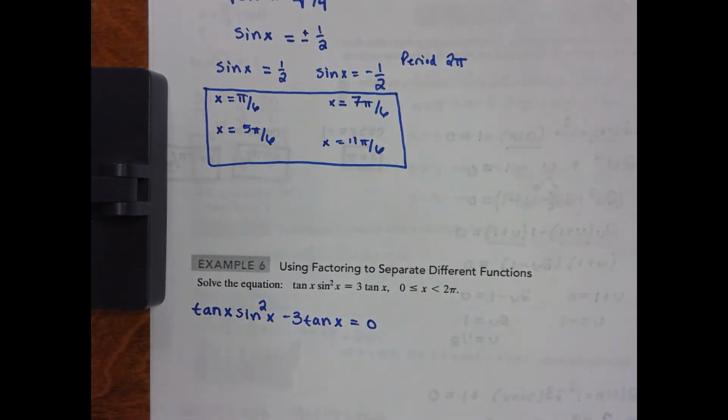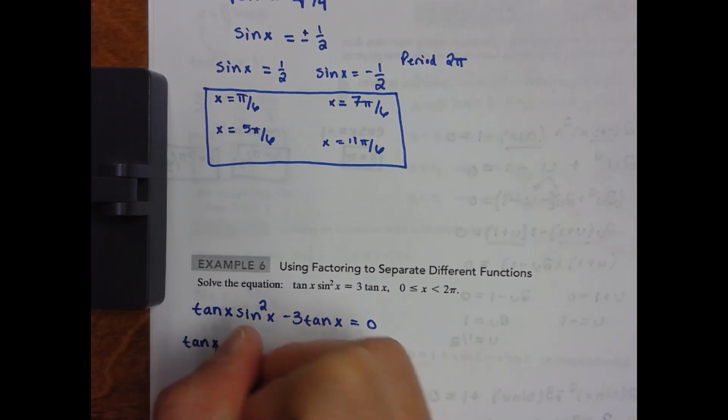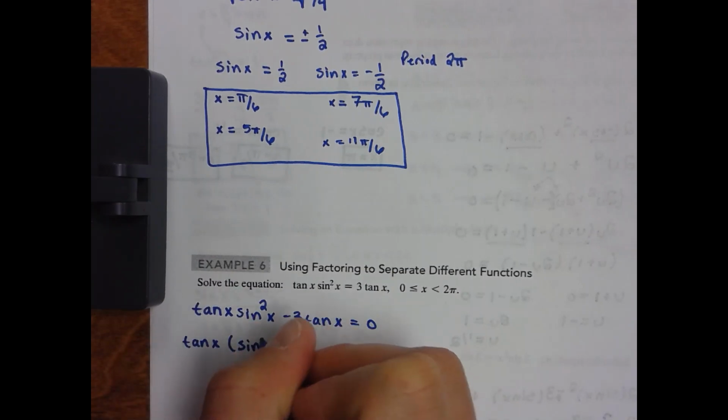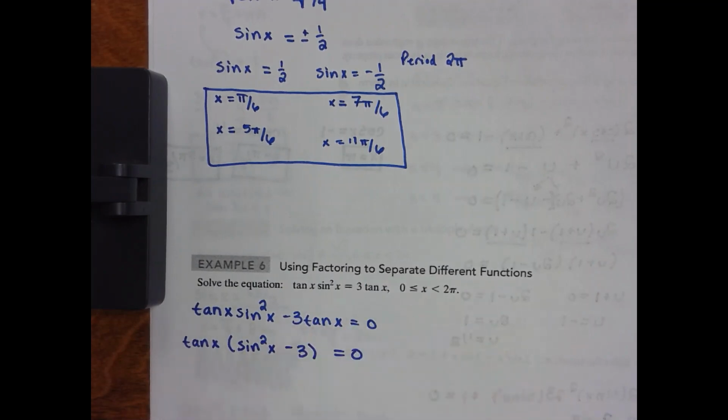So even right now, there's nothing to me that's super obvious. The only thing that I'm noticing is that both of these terms on the left-hand side have a tangent of x, and thus I can take out a common factor of tangent of x. So I get tangent of x times sine squared of x minus 3. And again, we're seeing where that equals 0.